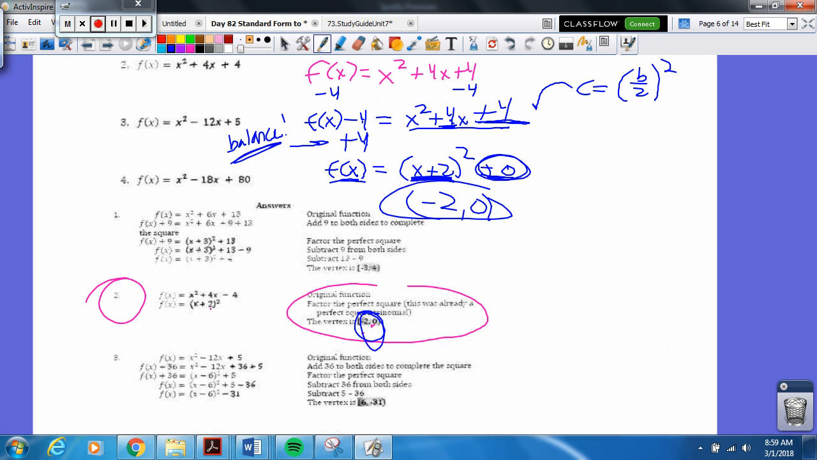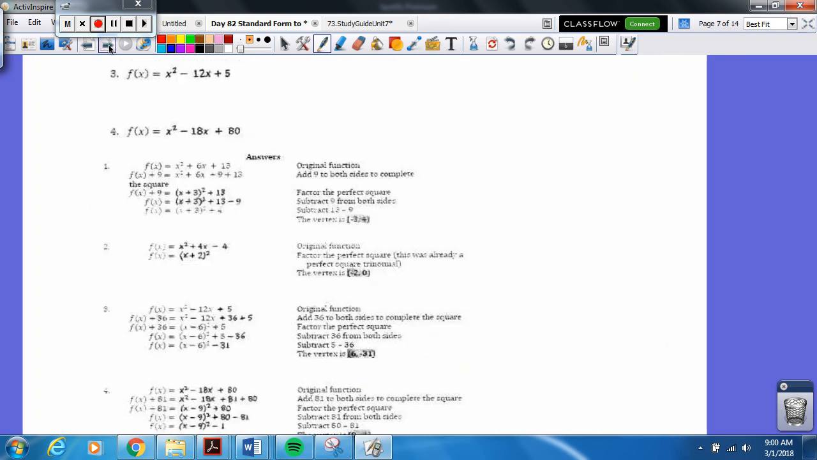One more. Number 3. Here's the answer right here. Let's do number 3. You can do number 4 on your own because the answer is right there. So number 3. F of x equals x squared minus 12x plus 5. See if you can do it. Pause the video. See if you can knock this one out. Then I'm going to do it. Ready, set, go.